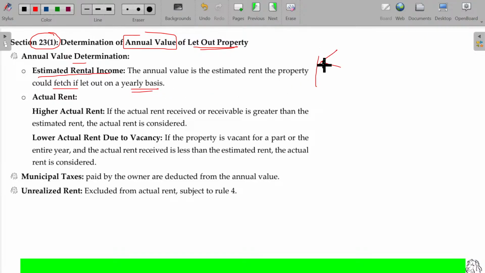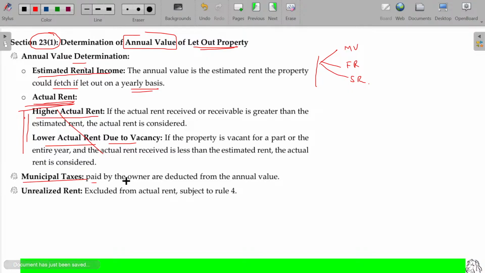For this, we have considered three rents: municipal value, fair rent, as well as standard rent. Based on the three, we can calculate the estimated rent. We can also adjust for actual rent being higher, or lower actual rent due to vacancy. We have already explained this, so you need not study it again. It was explained in short along with the illustration.